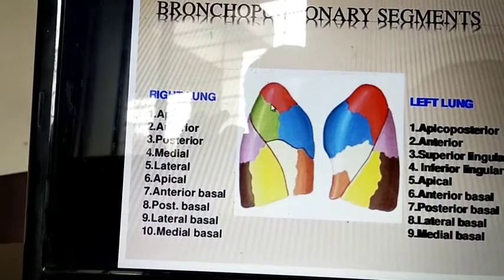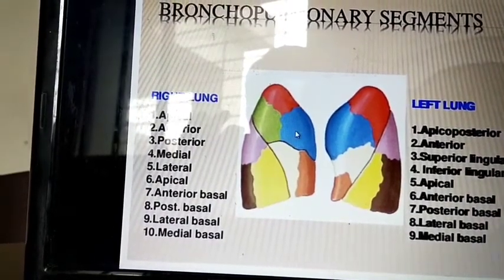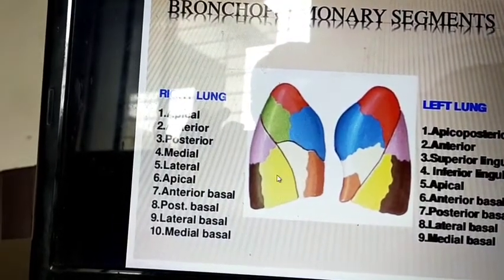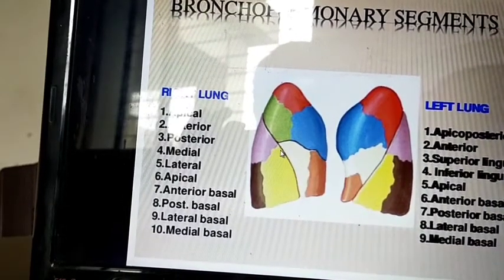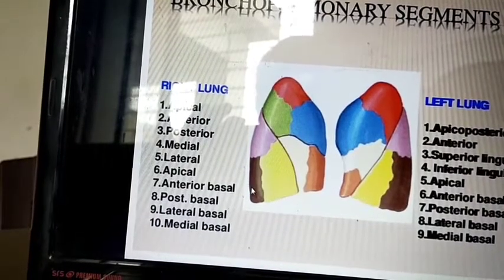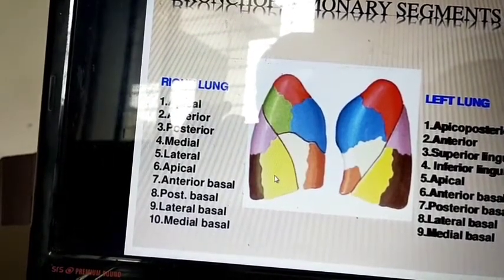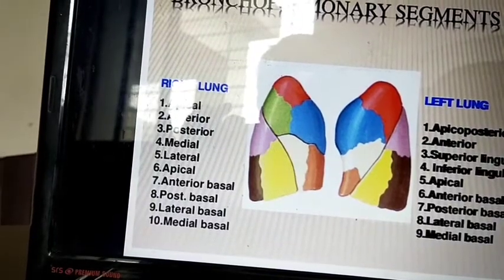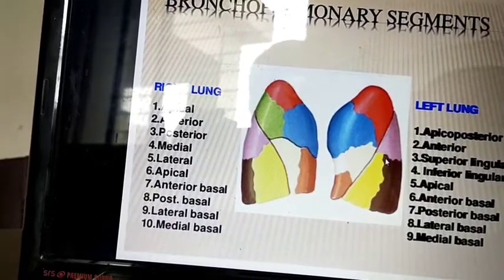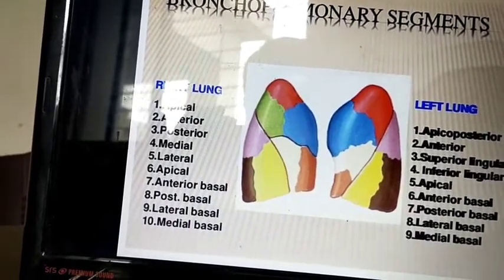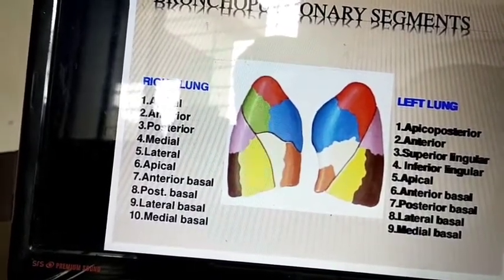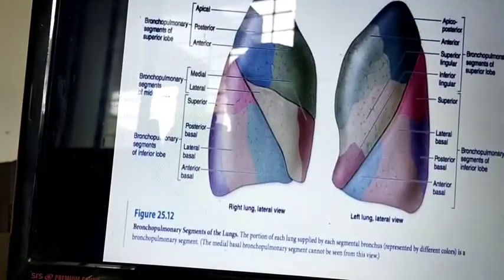This is the apical, anterior, posterior, medial, lateral, apical, okay, anterior basal, posterior basal, lateral basal, medial basal, and these are on the right side. On the left side: apico-posterior, anterior, superior lingular, okay, inferior lingular, apical, anterior basal, posterior basal, lateral basal, and medial basal.